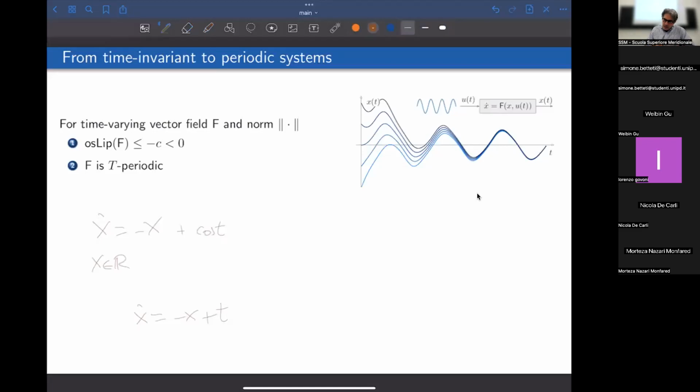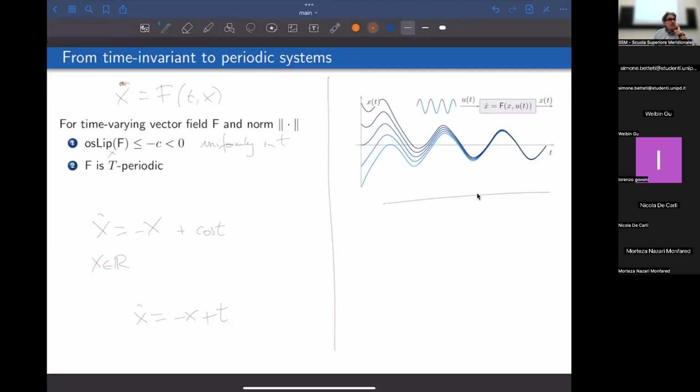Suppose that I have x dot equal to f of t, comma x. There are two examples. The example in the picture is slightly different, not very different, slightly. So suppose that f is, and here I should have written uniformly in t. So at all time t, the one-sided Lipschitz constant of f with respect to x is minus c.